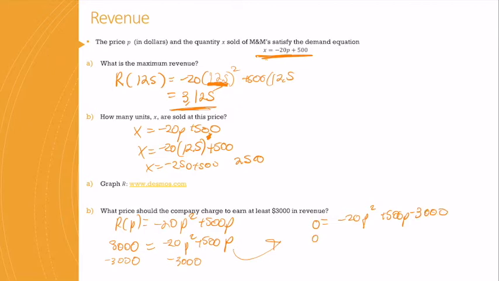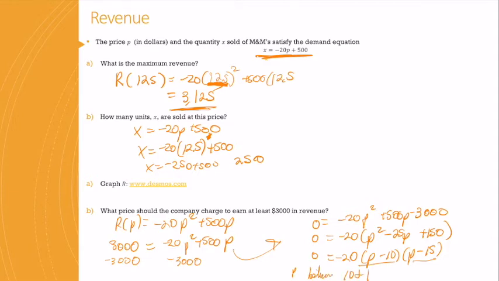I can pull out the greatest common factor, which is negative 20. So I have P squared minus 25P plus 150. And I factor this to be negative 20, P minus 10, P minus 15. And I set each of these equal to 0, and I find that P has to be between $10 and $15.